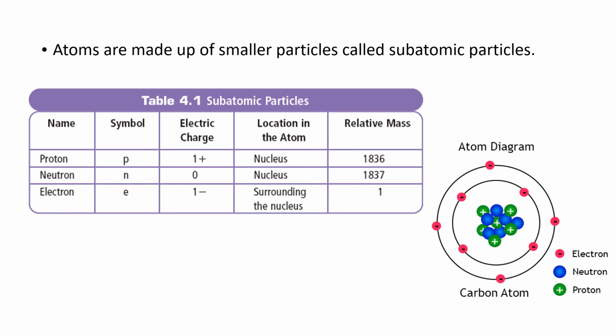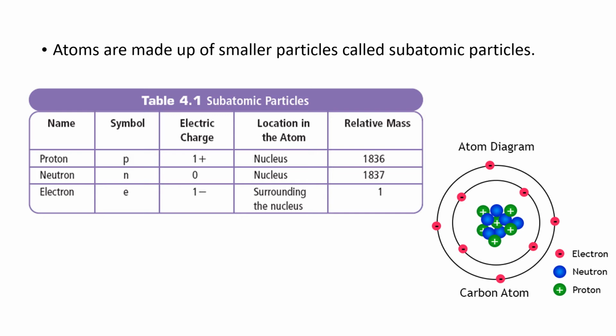Symbol for proton is a P. Makes sense. A proton has a positive electric charge. Protons are always found in the nucleus. And then the relative mass, we'll talk about those in a second, but 1836. Neutron, symbol is an N. It has no charge, and neutron is neutral. It is also found in the nucleus. Its relative mass is 1837. And then an electron, symbol is an E. It has a -1 electric charge. It is found surrounding the nucleus, and its relative mass is 1.